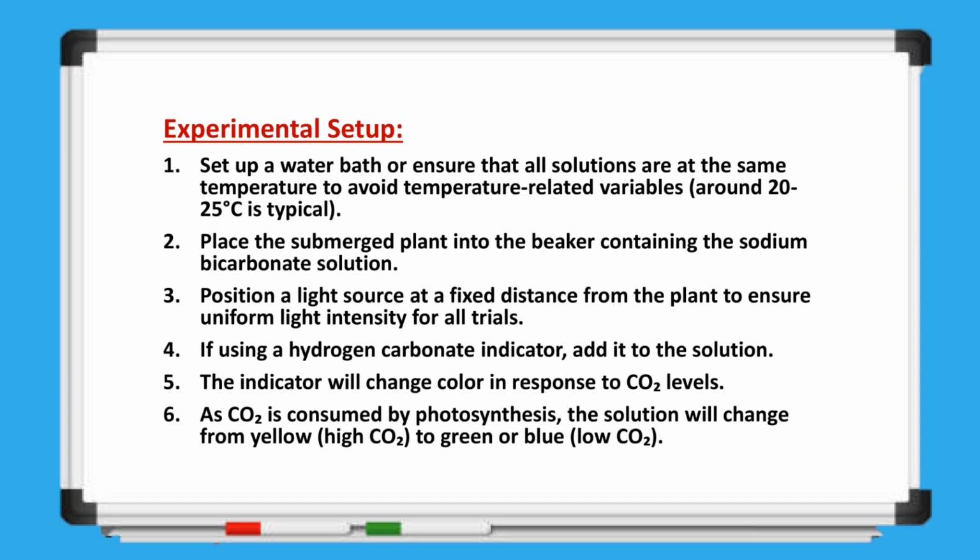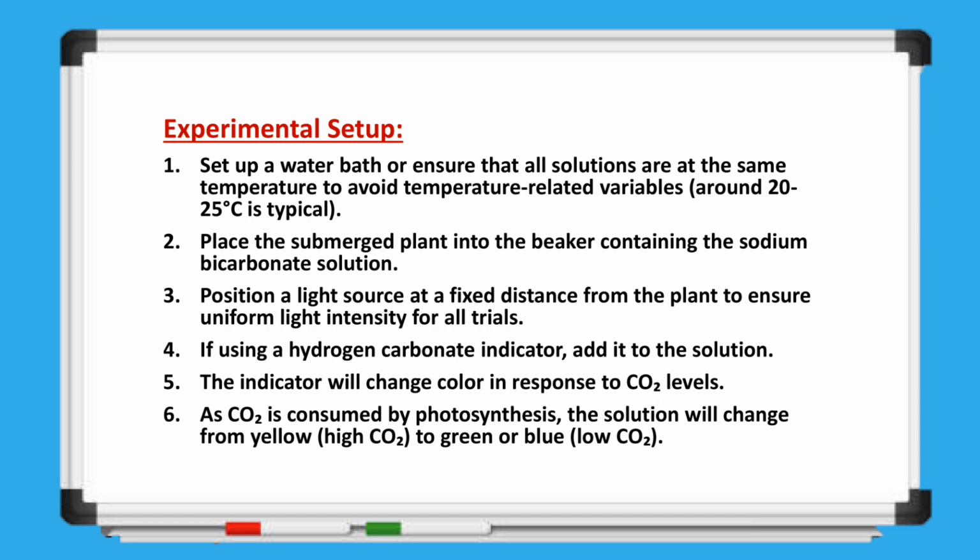Now moving on to the experimental setup in more detail. We keep the temperature steady using a water bath, usually between 20 to 25 degrees Celsius. This is important because temperature can also affect photosynthesis, so we must keep it constant. The aquatic plant is placed into each prepared solution. The light source is kept at the same distance to make sure light intensity is not changing.